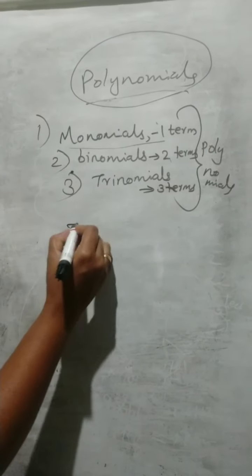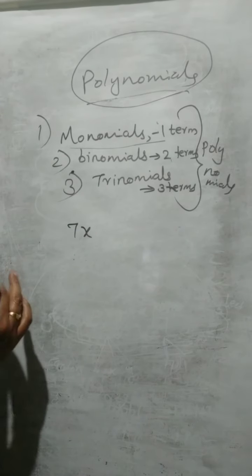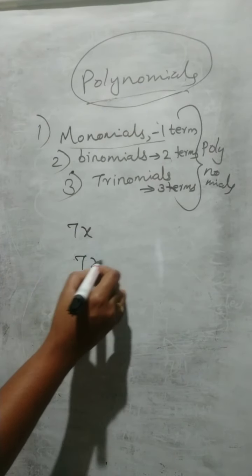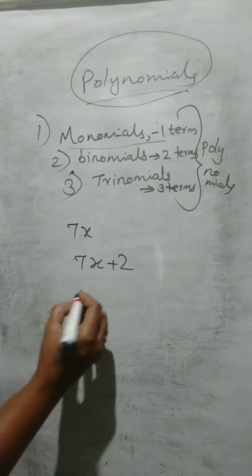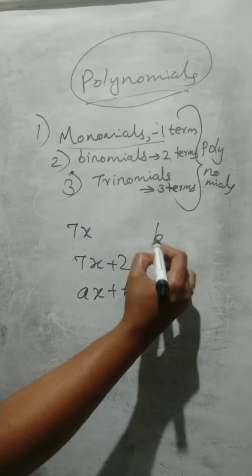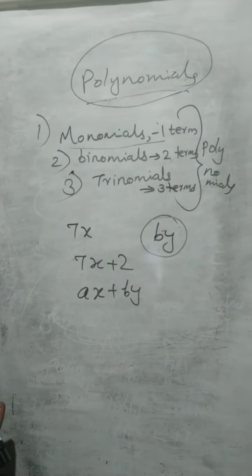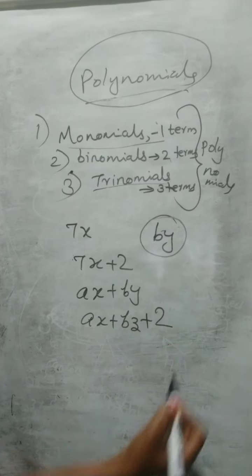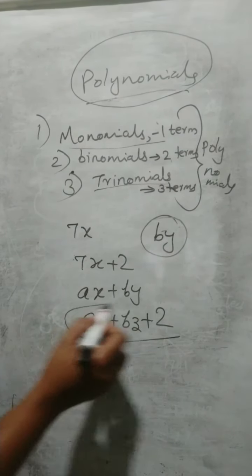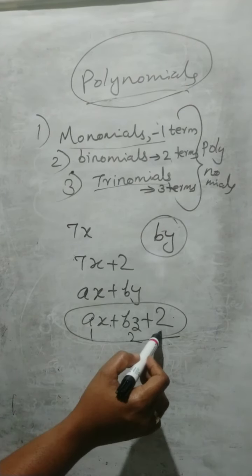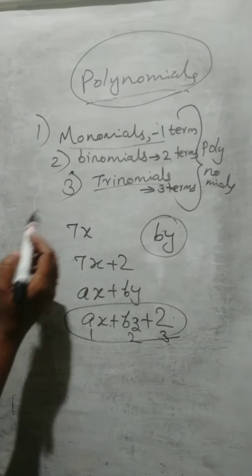For monomials, 7x is a monomial, that is only one term. Then, in the case of a binomial, 7x plus 2 is a binomial. Then, ax plus by is a binomial. Then, by is a monomial. Then, in the case of a trinomial, ax plus bz plus 2. Clear? This is a trinomial. Three terms are there: 1, 2, 3. Okay.